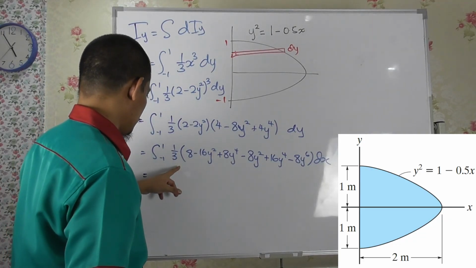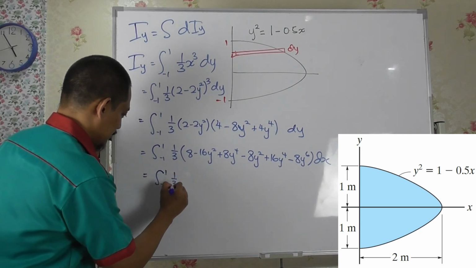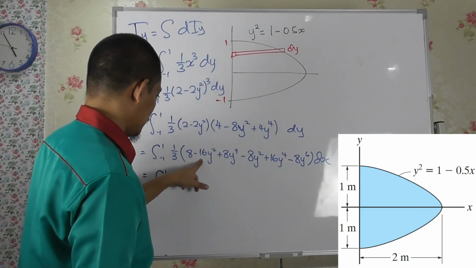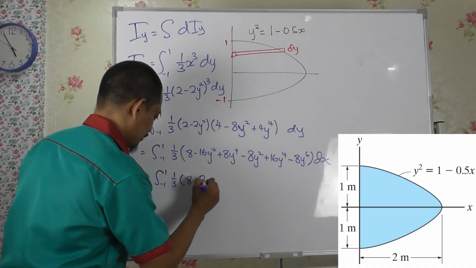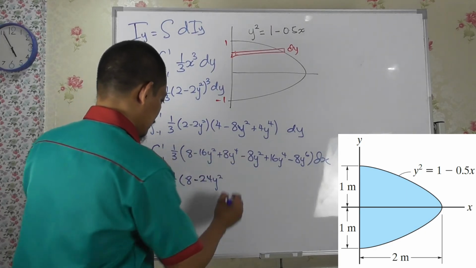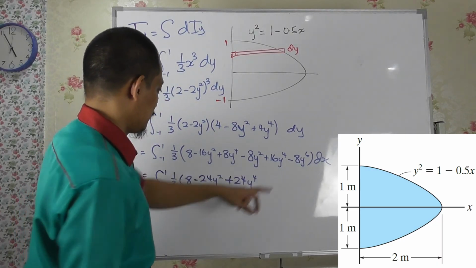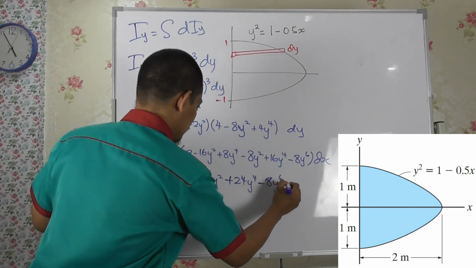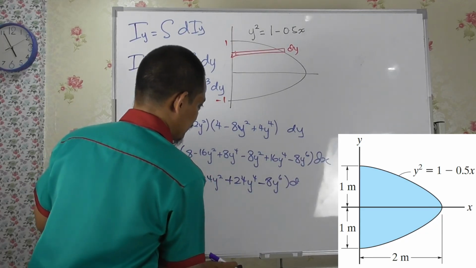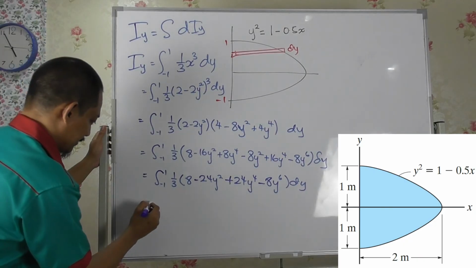So for this one, basically you'll get the integration from -1 to 1 of 1/3. I'm simplifying first, so 8. For y square, you have this and this, so minus 24y square, right? And for y to the power 4, you have 8 and 16, so plus 24y to the power 4. And then minus 8y to the power 6, dy. Sorry, dy. How come this became dx? This is dy, right? So you can integrate now.